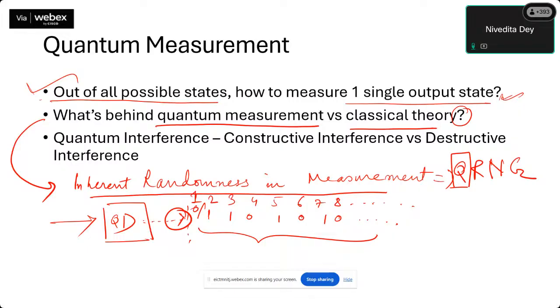Now this is a problem, right? But since it is absolutely, theoretically, inherently random, we actually use this in order to prepare quantum random number generator devices. So this is exactly what we do.